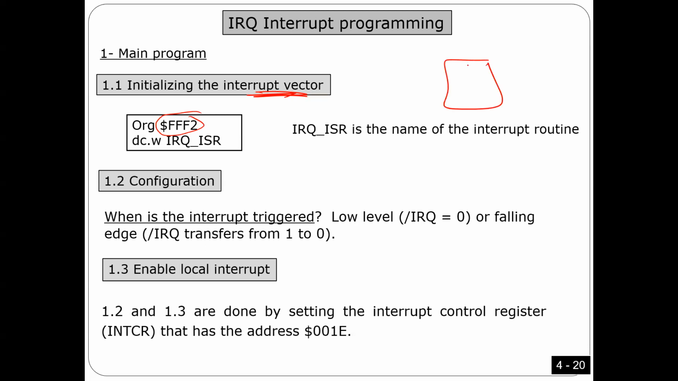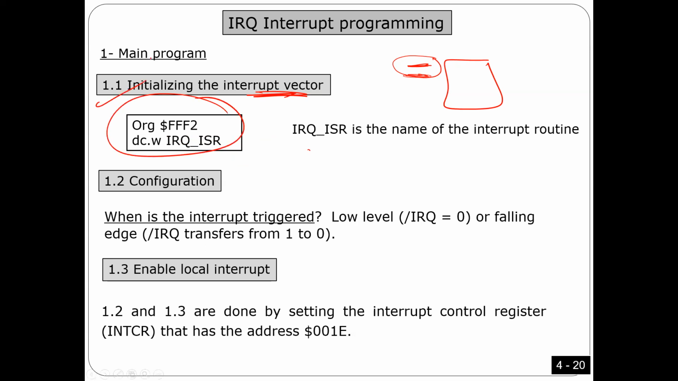You can call it whatever you want. For example, here I decided to call it IRQ underscore ISR. But you have to make sure whatever name you have here, you use the same name here, so that CodeWarrior will replace this name with the beginning address, for example 7,000 or 4,005, whatever. So that's what you have to do in your program.